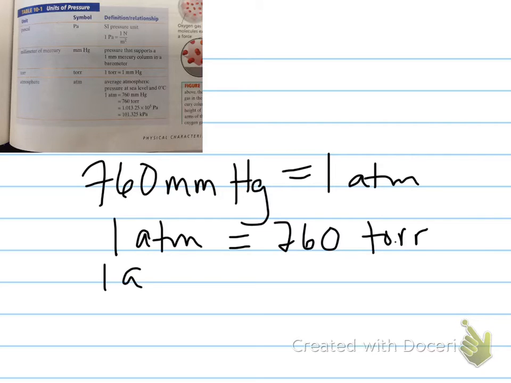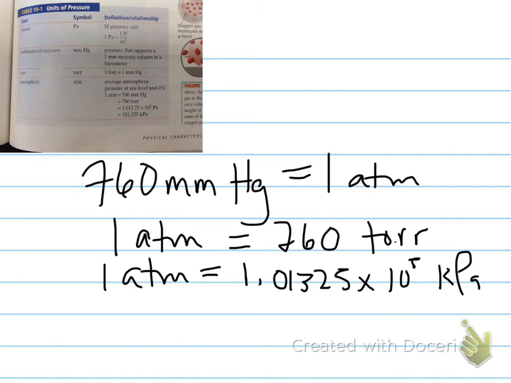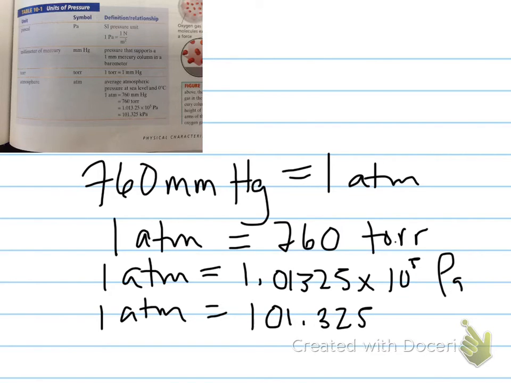And 1 atmosphere is equal to 1.01325 times 10 to the 5th pascals. Oops, I'm sorry, that one should have just been pascals. My mistake. 10 to the 5th, yes. Impossible to read. Let me improve that somewhat. There, that's better. And 1 atmosphere is equal to 101.325 kilopascals.